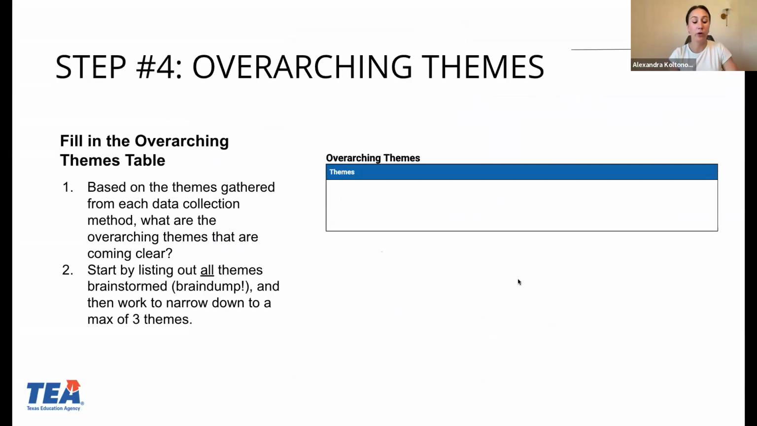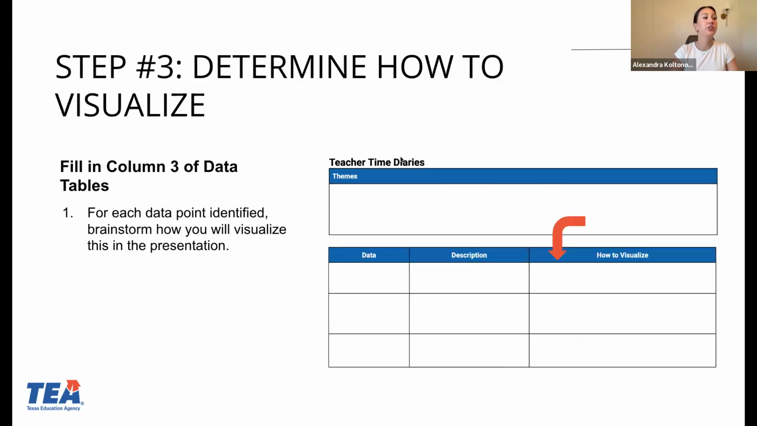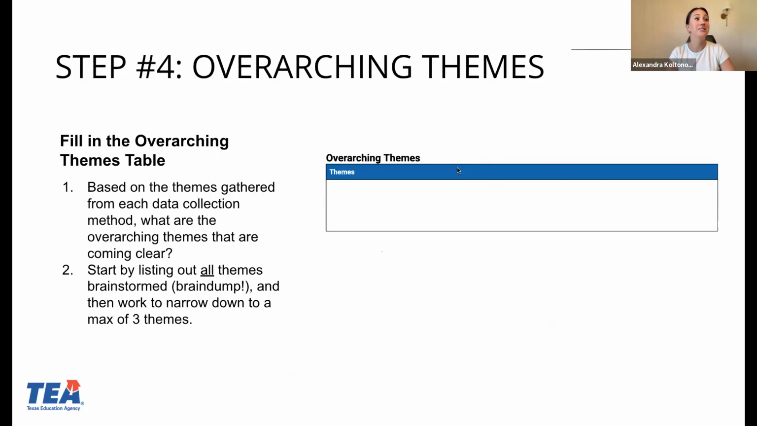All right, so now that you have worked through each of the individual data collection methods, again, working by each data collection method, focusing on focus group data, identifying the themes, data to include, and how to visualize, doing the same for the teacher time diaries, and then the same for the observations. You're ready to go into step 4, which is when you're going to be thinking about overarching themes. This is on the last page of your brainstorm document. This is when you're thinking about what is standing out to us.